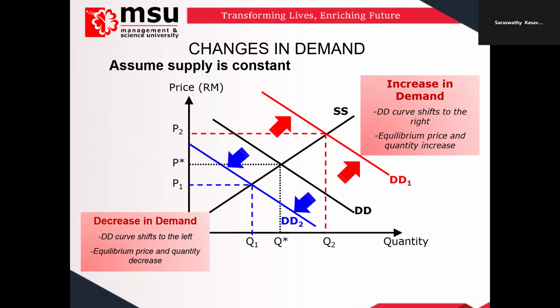decrease in demand? Of course the demand curve will shift to the left side. What happens now to the equilibrium price? The equilibrium price drops from P star to P1, and the equilibrium quantity decreases from Q star to Q1. So both the price and the quantity decrease.